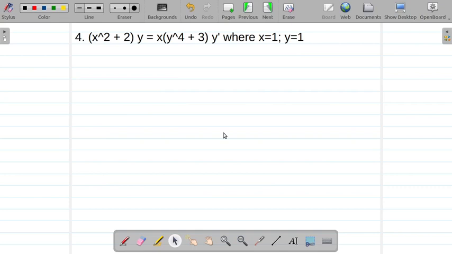So, example number 4. x to the power of 2 plus 2 times y is equal to x times y to the power of 4 plus 3 y prime, where x is equal to 1, y is equal to 1. So, in this equation, we already know that we can find the value of c. So, we should have a general solution or partial solution. You can pause this video for about 5 minutes, then try to solve it on your own to see if you get it.